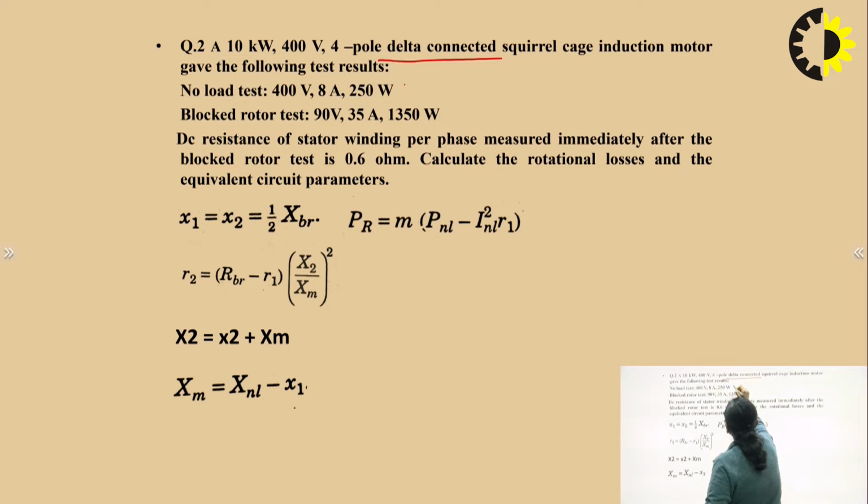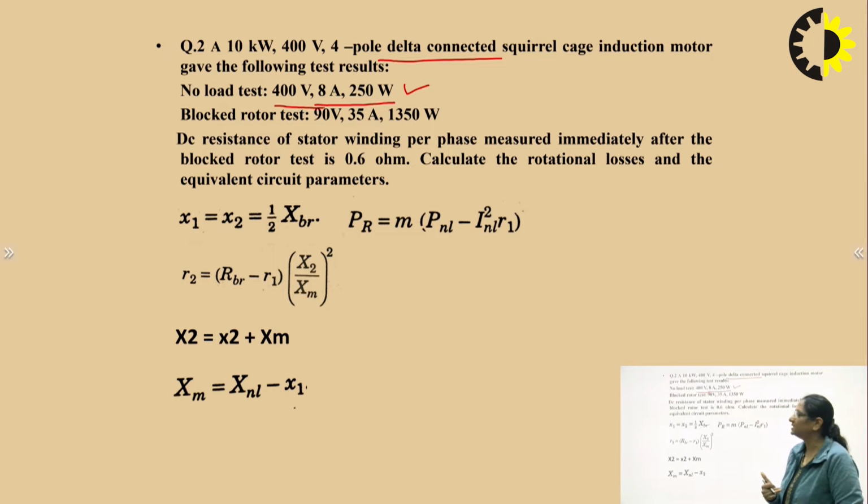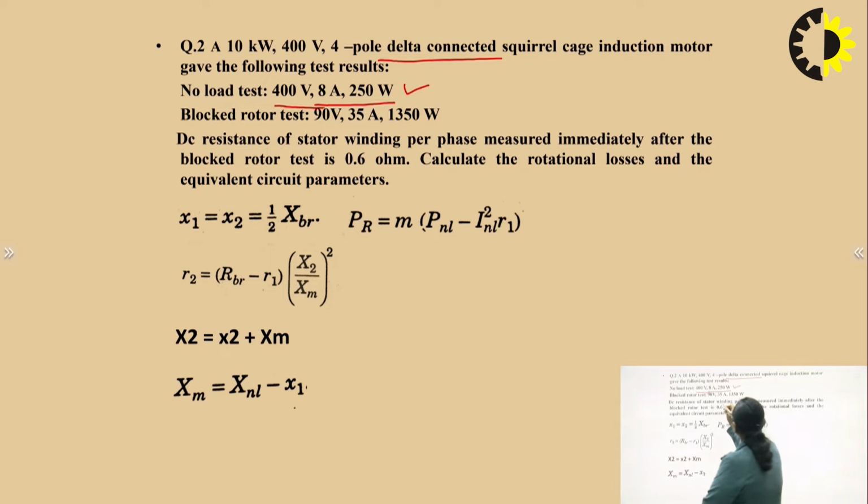The no-load test results are 400 volt, 8 ampere, 250 watt. So, 400 volt is going to be the line voltage, 8 ampere is going to be the line current and 250 watt is the total power measured under the no-load condition. Likewise, let us consider the blocked rotor test. The blocked rotor test data is given as 90 volt, 35 ampere, 1350 watt. So, under blocked rotor condition, the total power absorbed by the motor is 1350 watt, right?